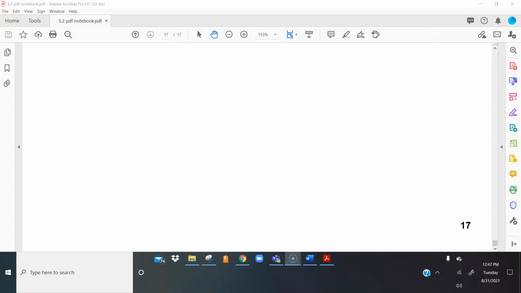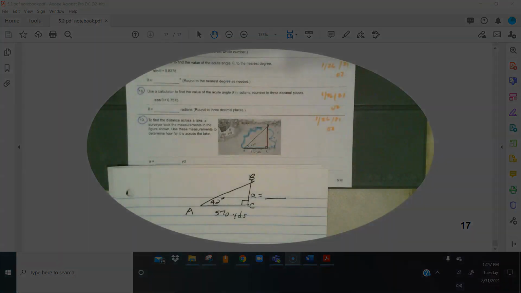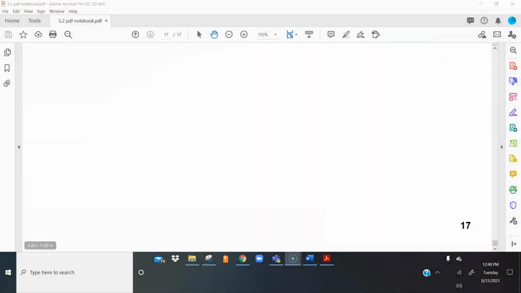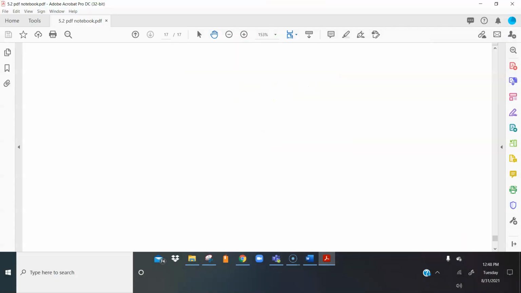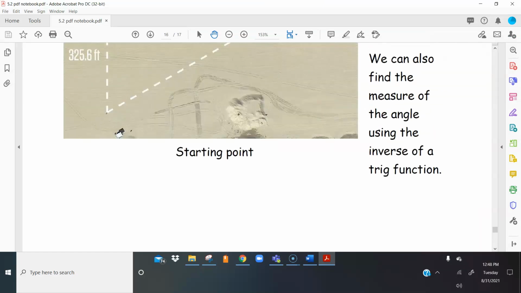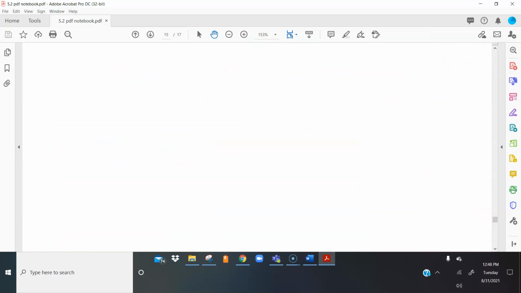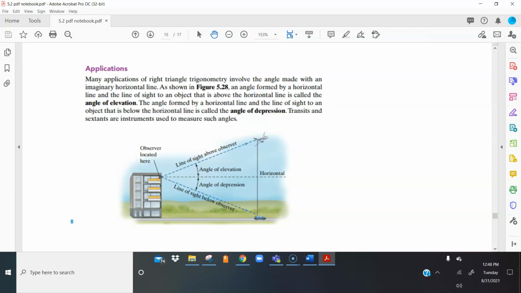So welcome back. We'll be looking at some application problems. Before we look at those application problems, let's go back and just get you some basic notes for these. Bear with me. Here's what I need. You may want to take a screenshot of this and save it. That's probably the easiest thing to do.